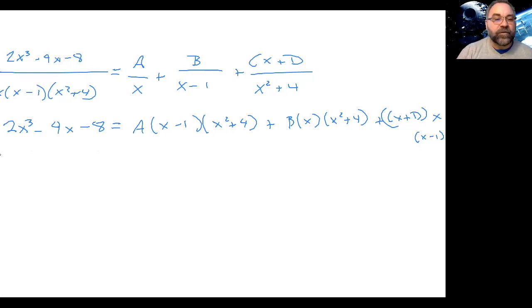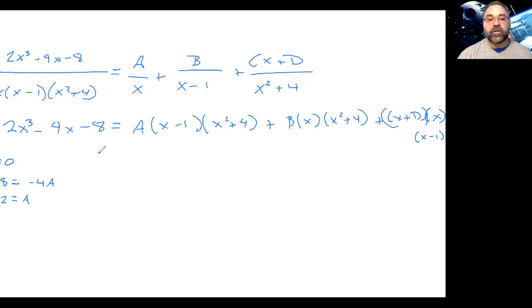What is our convenient choice for x at first? Well, if you're thinking 0, you're thinking correctly. The 0 is nice because you can see x is a factor in these last 2. So on the left side we'll get negative 8, and on the right-hand side you'll get A times negative 1 times 4. And so you're going to get A is equal to 2 right out of the gate. That's very convenient.